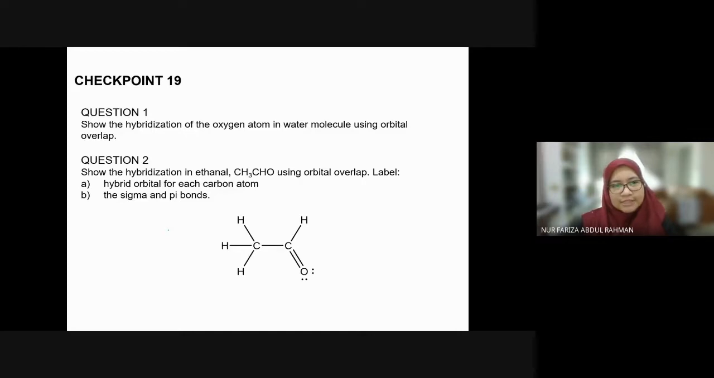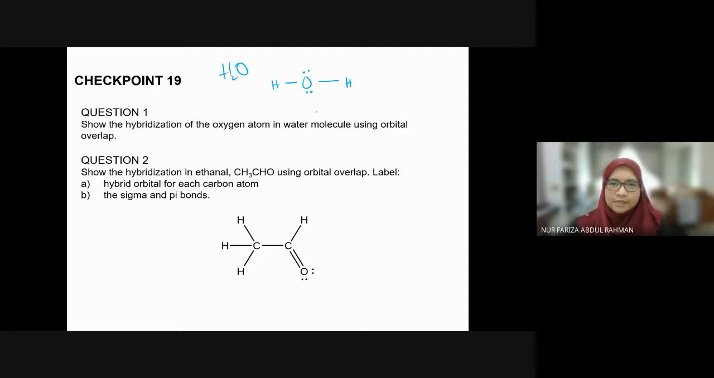Okay, checkpoint 19. Question 1. Show the hybridization of the oxygen atom in water molecule using orbital overlap. Using orbital overlap. Okay. All right. So, H2O. Okay. All right. So, the Lewis structure for H2O will be this. Sebab saya dah tahu. Kalau those yang tak tahu, meaning that you have to go through the process. Kira all the valence electron and whatnot so that you can come up with this Lewis structure.